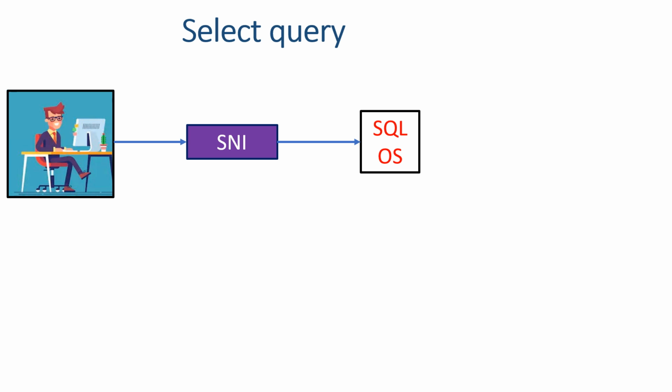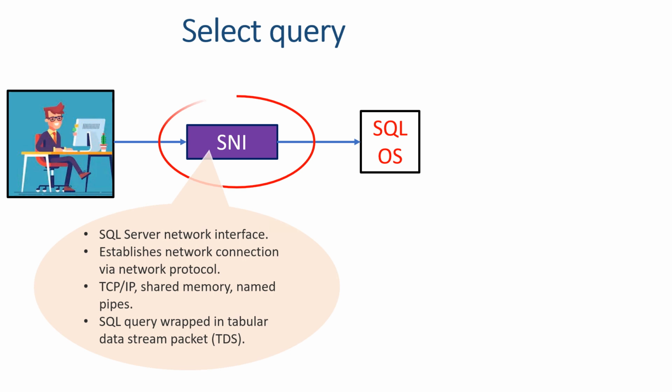There is something known as the SQL Server Network Interface, also known as SNI. What this SNI does is establish a secure network connection between SQL Server and the client. The client is our user here. Now, how is it secured? It makes the secure network connection by using a protocol. There are several types, like TCP/IP, named pipes, and shared memory. No matter what kind of protocol we use, the process remains the same.